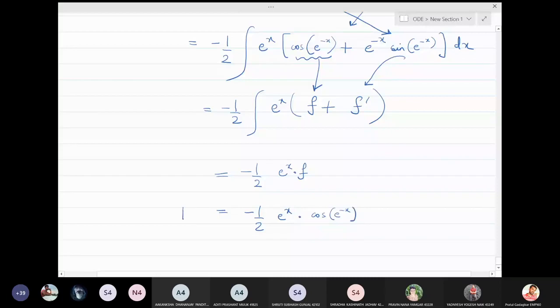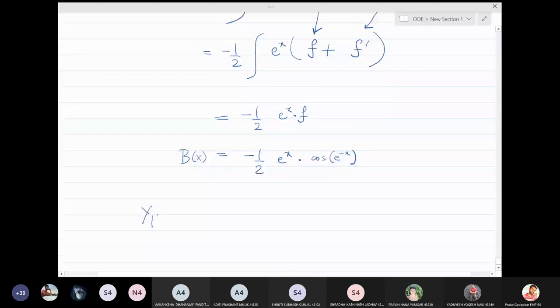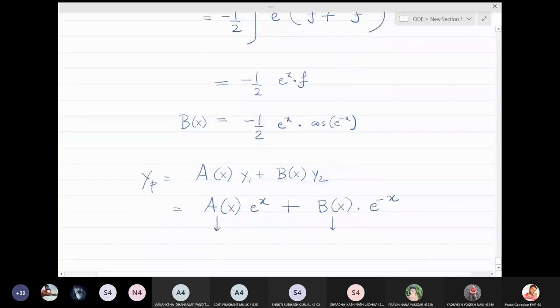And therefore, don't forget to write yp is equal to ax y1 plus bx y2, where y1 is e raised to x and y2 is e raised to minus x. Substitute ax and bx. This e raised to x may get cancelled with the ax and bx. Just simplify whatever you can, if you can simplify, otherwise just leave it as it is.